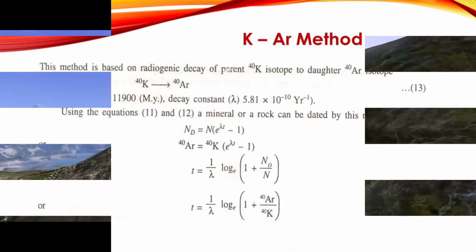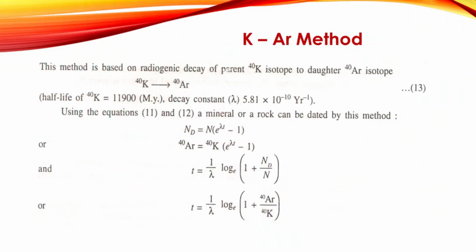First is the potassium-argon method. This method is based on the principle of radiogenic decay of parent potassium-40 isotope to daughter argon-40 isotope. The half-life of potassium-40 is about 11,900 million years. Using equations 11 and 12, a mineral or a rock can be dated very easily by this method. There are several uses and limitations in using this technique for dating of minerals and rocks. Some of the uses we can discuss here now.